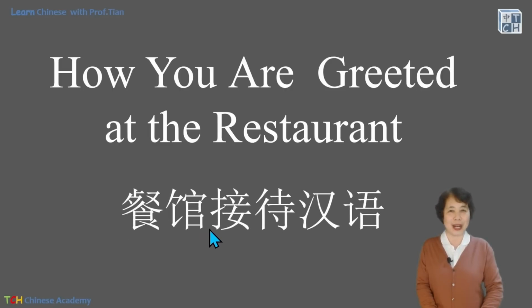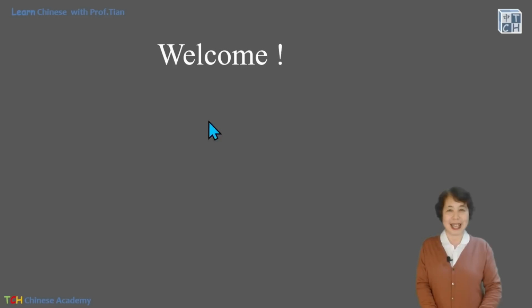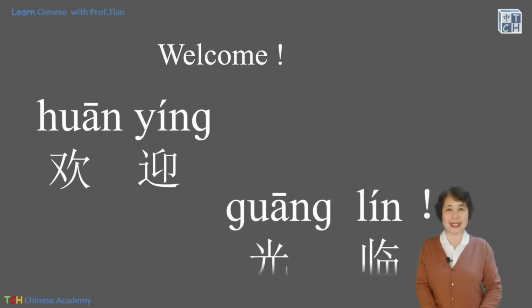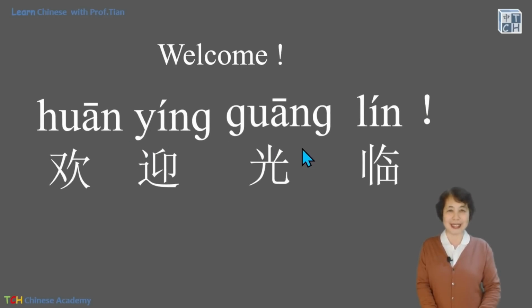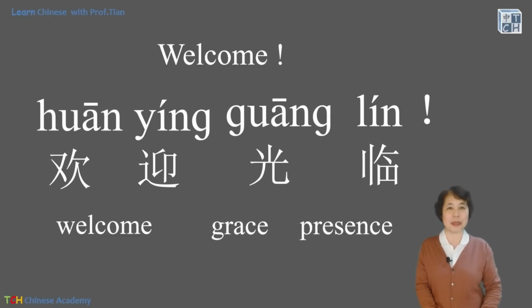So 餐馆接待汉语. Okay, so the first sentence you will hear when you arrive at a restaurant is welcome. And in Chinese, welcome is 欢迎光临. So 1, 2, 3, 4 words express welcome. And what do these 4 words exactly mean? So 欢迎 literally means welcome, and 光 means grace or light, and 临 means presence.